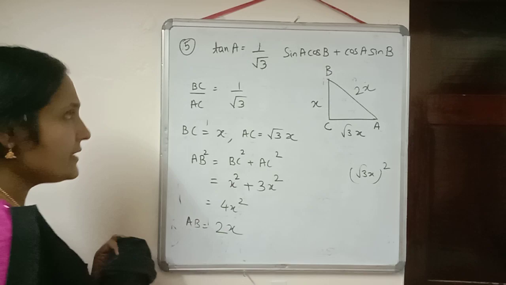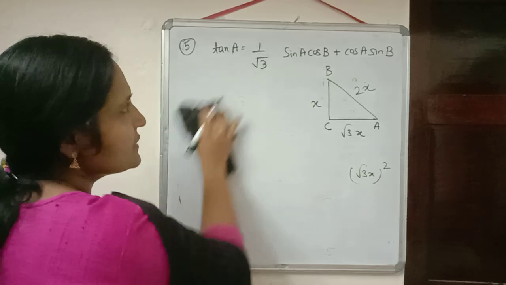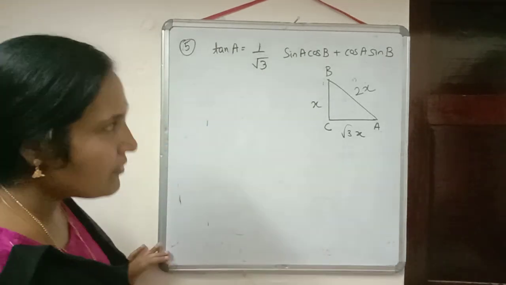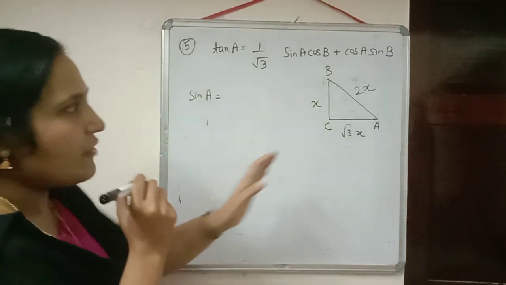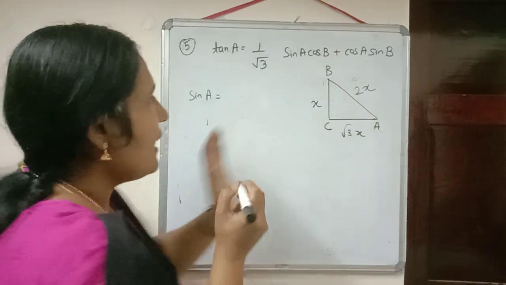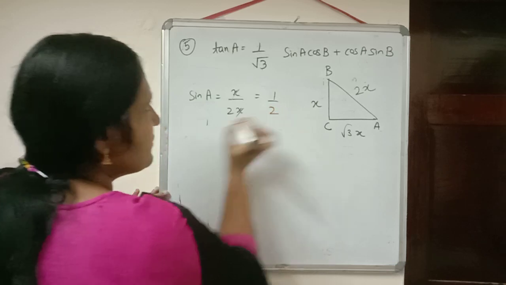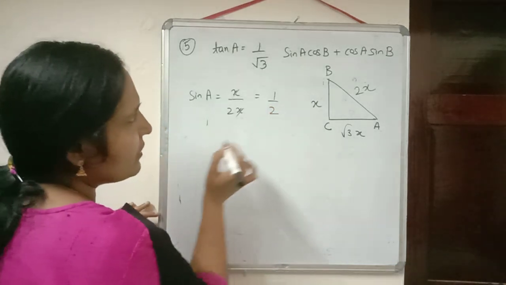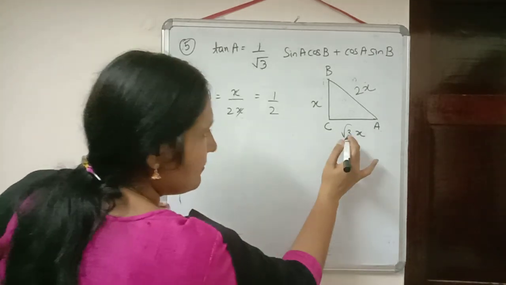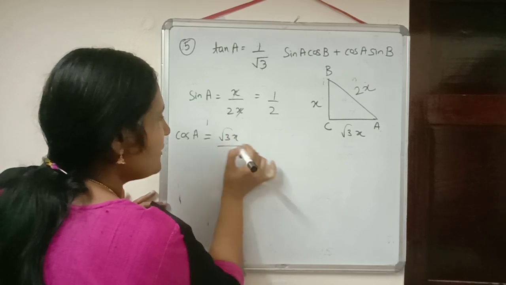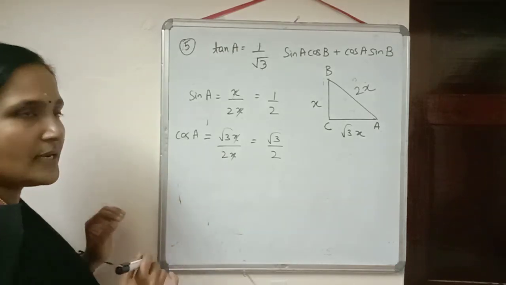Now we have to calculate sin A into cos B plus cos A into sin B. So first we can write down the value. Just write down what will be sin A. Sin A is equal to, according to the formula, perpendicular by hypotenuse. So it will come x by 2x. So we will get sin A is equal to 1 by 2. Then what we want? Cos A. Cos A will come? Yes. Root 3x by 2x. So x and x will get cancelled. We will get cos A is equal to root 3 by 2.